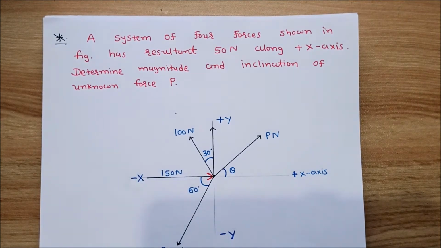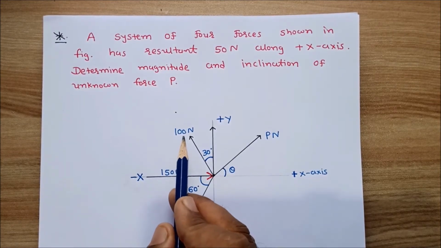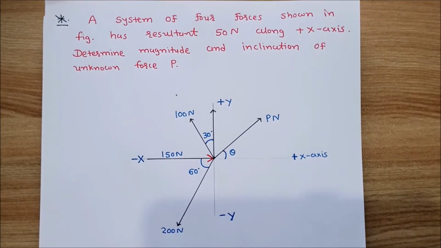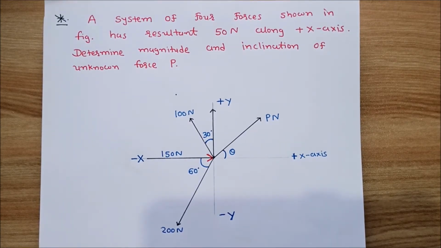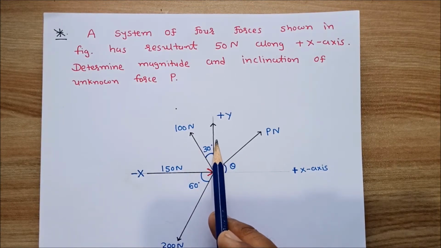So here in our question, four forces are given. The first one is P Newton acting at angle theta. The second one is 100 Newton. The third one is 150 Newton. And the fourth force is 200 Newton. So in our system, there are a total of four forces.